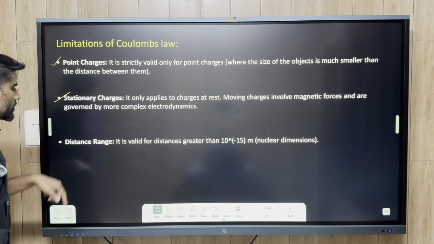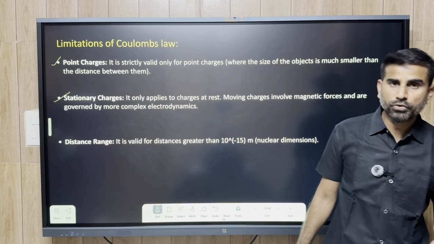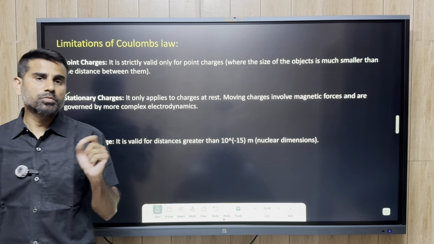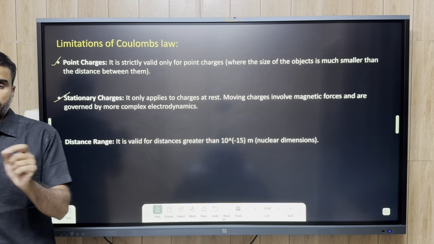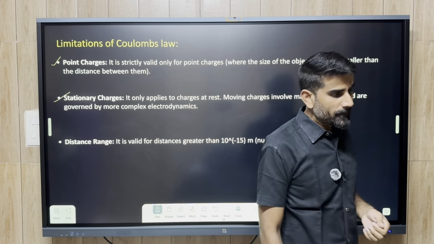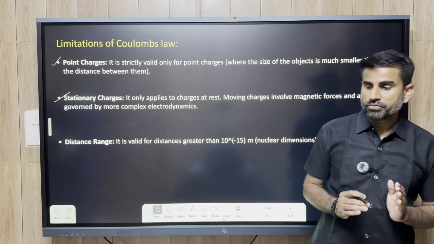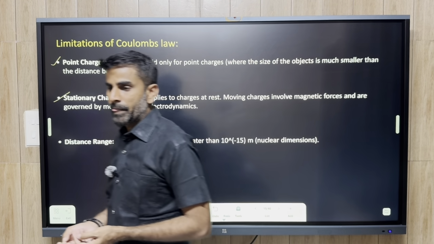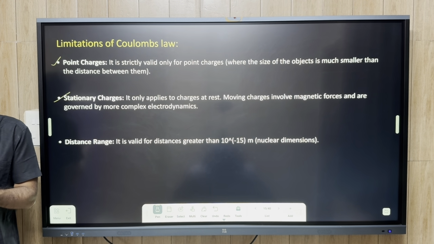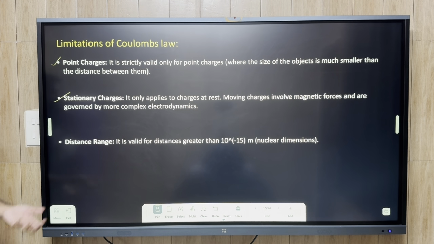Now, the third one is distance range. As we are dealing with electric forces in Coulomb's law, the size of a nucleus is approximately 10 to the power minus 14 to 10 to the power minus 15 meters, which is approximately 1 femtometer. So this law will not work below this value, because the size of the nucleus is very small. We cannot keep the objects below this value. I mean 10 to the power minus 16, 10 to the power minus 17, 10 to the power minus 30, which is even more complicated.